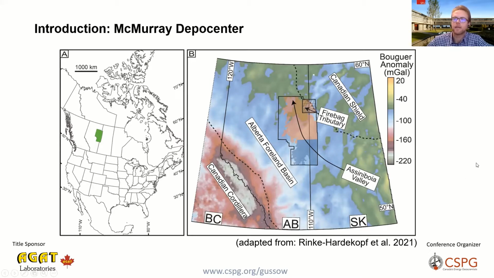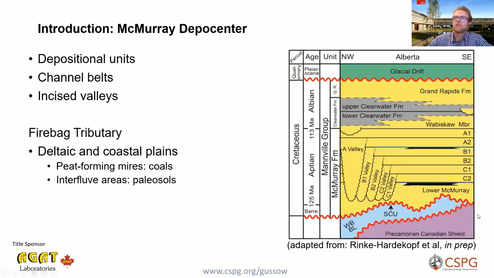which is also known as the Firebag Tributary. Now, stratigraphically, the McMurray Formation has been subdivided based on the distribution of regional marine mudstones and has been described as a series of progradational depositional units. And these depositional units are often partially, or to be honest, often mostly removed by coeval channel belts and/or later incised valleys.